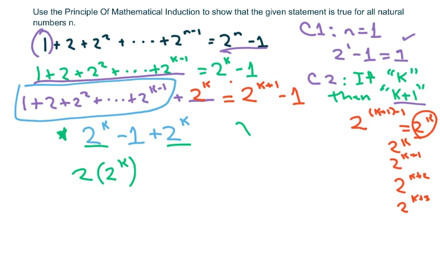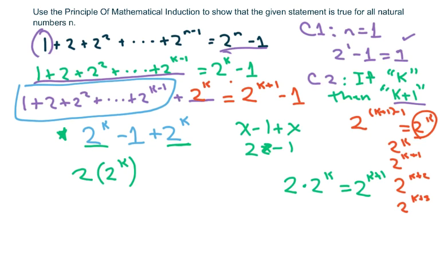This is like saying x minus 1 plus x, if x were 2 to the k. So that would be 2x minus 1. But my x happens to be what? The 2 to the k. You also need to know that 2 times 2 to the k equals 2 to the k plus 1.